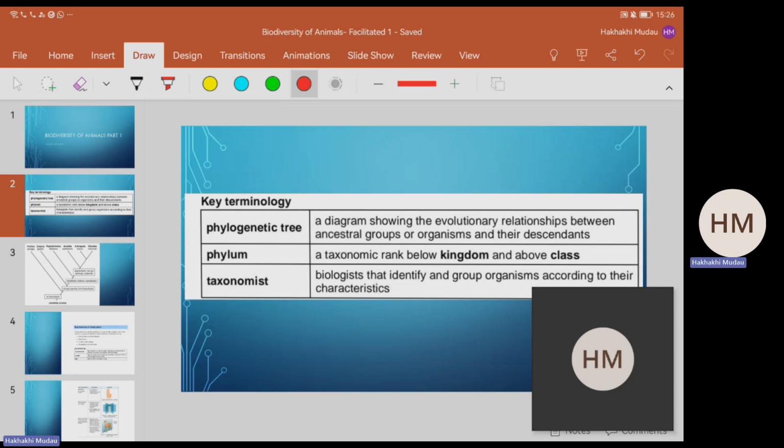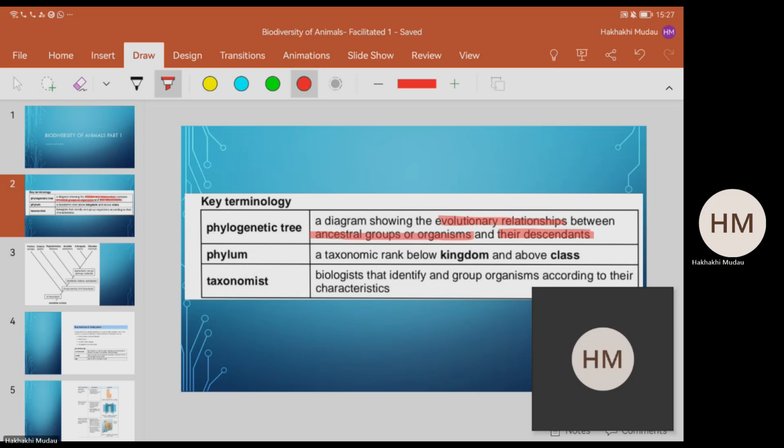So we know what a phylogenetic tree is. A phylogenetic tree is a diagram showing the evolutionary relationships, right? It shows the evolutionary relationships between the ancestral group and the organisms and their descendants. It's very important that you know definitions so that when they give you the biological definition, you're able to give them the biological term. So a phylogenetic tree shows evolutionary relationships between ancestral groups or organisms and their descendants.